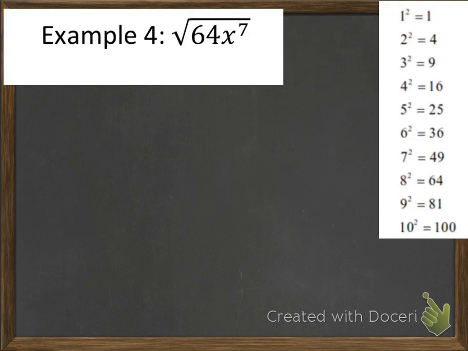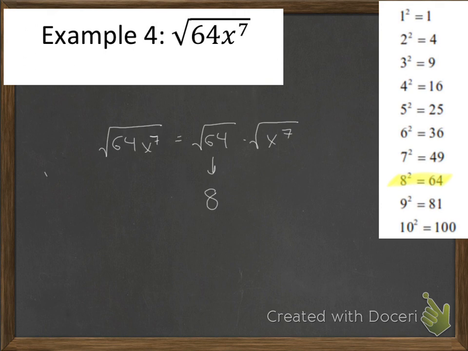Next example: the square root of 64x to the 7th. Notice in this example we are combining our numbers and our variables. But we can still use that nice property that we have. Remember that this is equal to the square root of 64 times the square root of x to the 7th. So the square root of 64, we got lucky here in the sense that this is a perfect square. The square root of 64 is 8, so that's pretty simple.